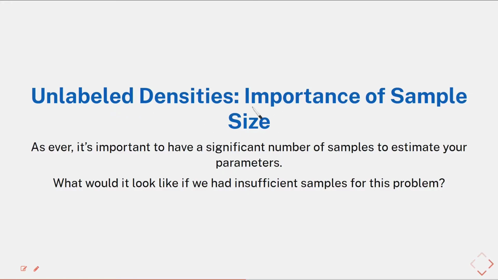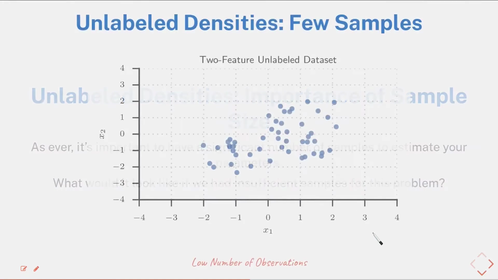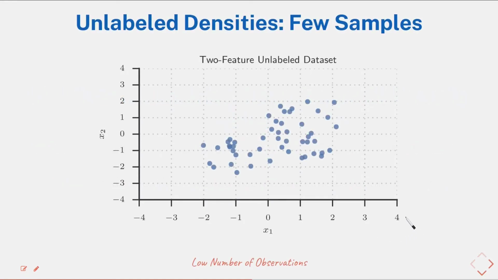So you can see that sample size becomes really important. It's important to have a significant number of samples to estimate your parameters. And what would it look like if we had insufficient samples for this problem? You've probably seen examples like this before. If you have 2 dimensions, you can build a scatter plot that looks kind of like this. Now, if I were to ask how many means do you think we have, let's say we know or can estimate that we have 2, I might say, well, there's a mean here and there's a mean here.